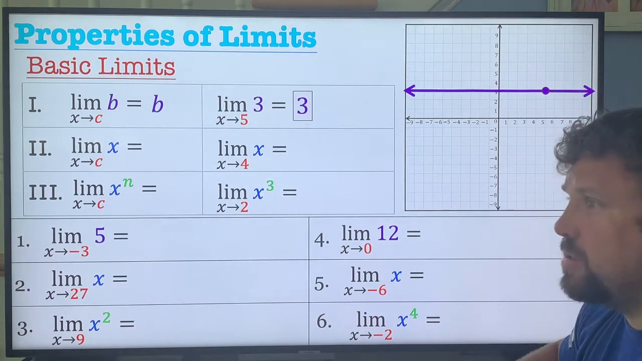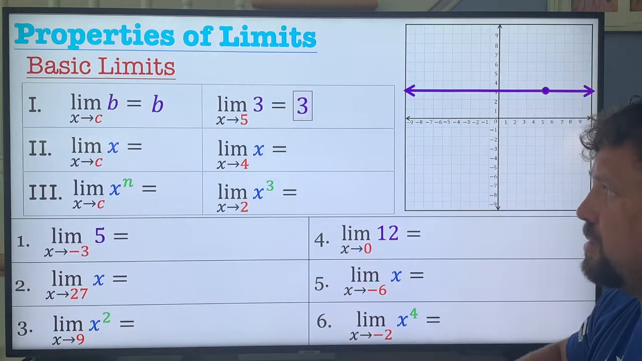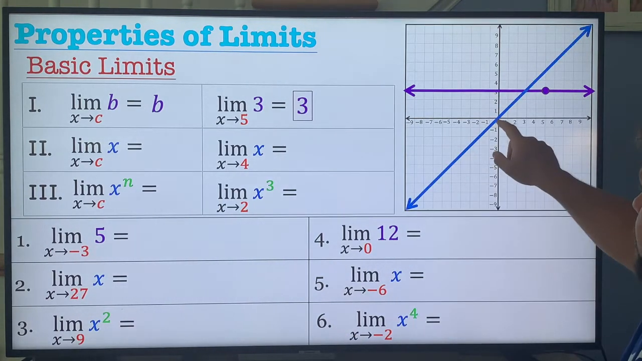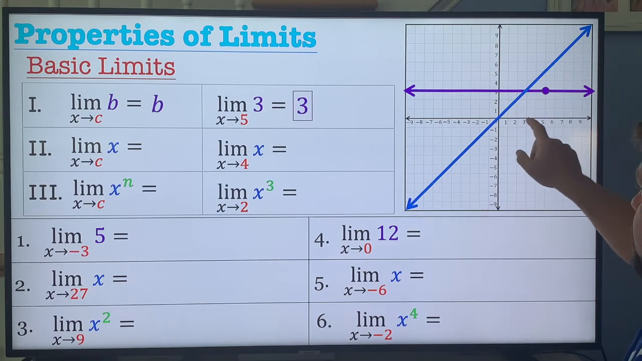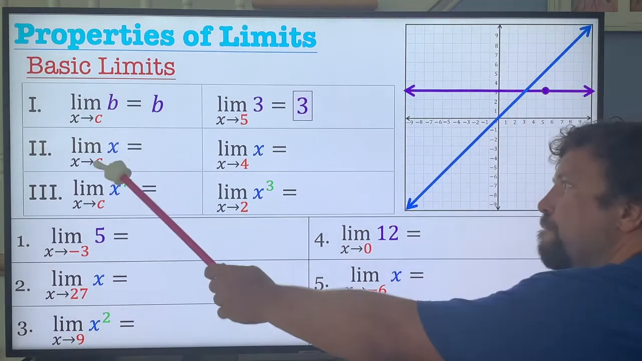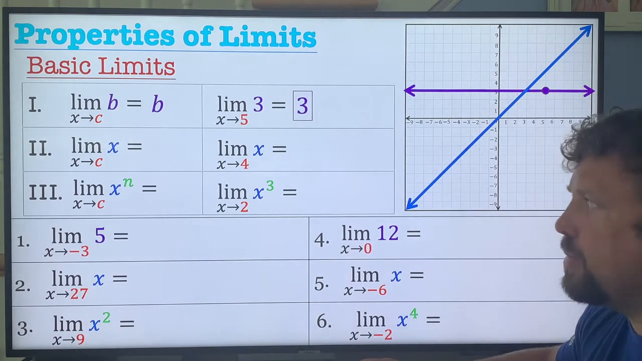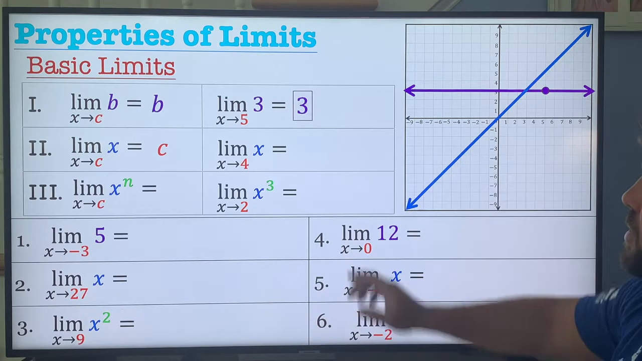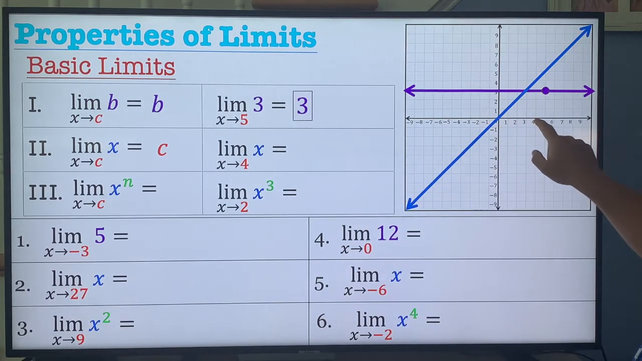Next part. The limit of x as x approaches c. X is your function. X is your identity function. So remember the graph of x. Whatever x equals, y equals: x equals 3, y equals 3; 4, 4; 5, 5; 6, 6. So as we did before, what do you think the limit of x is as x approaches any number? It is that number. So the limit of x as x approaches 4. Well, when x is 4, what's y? 4.